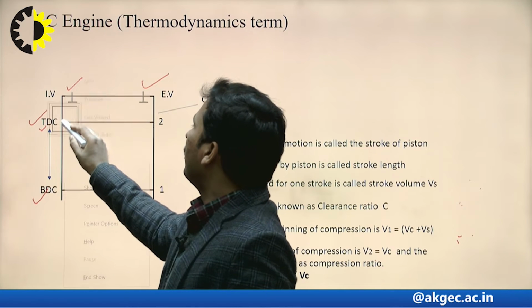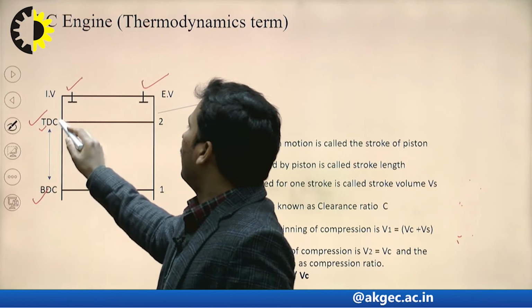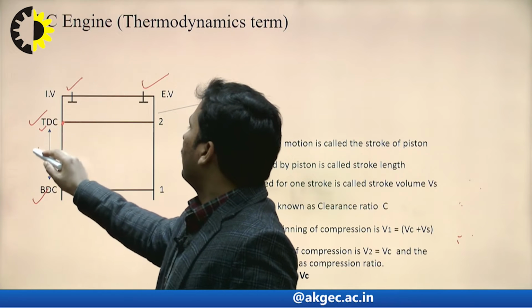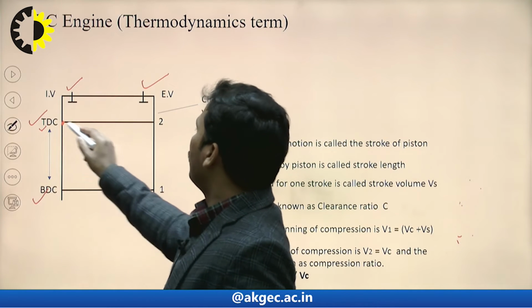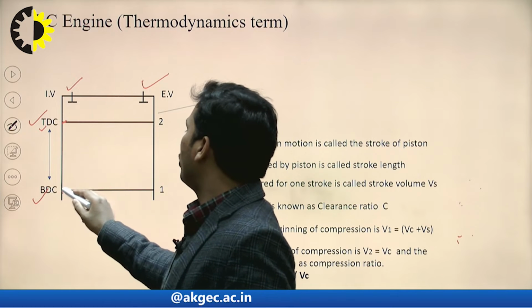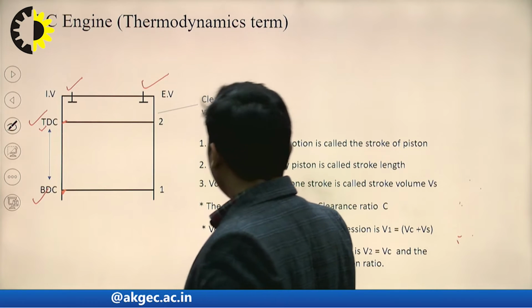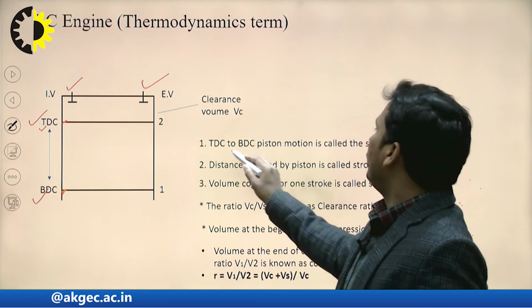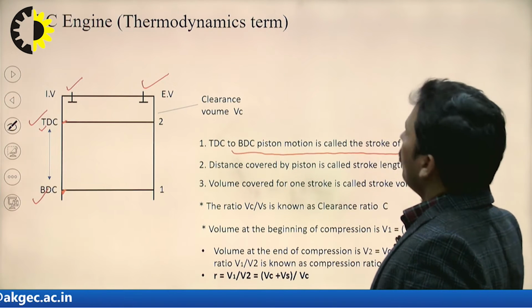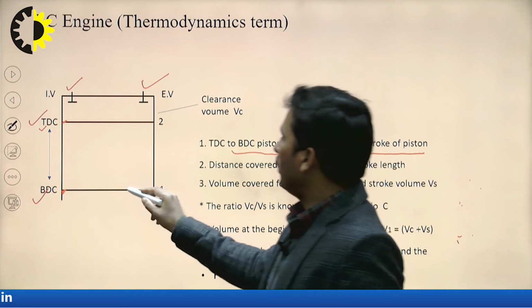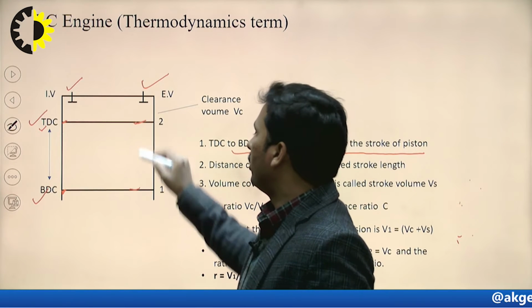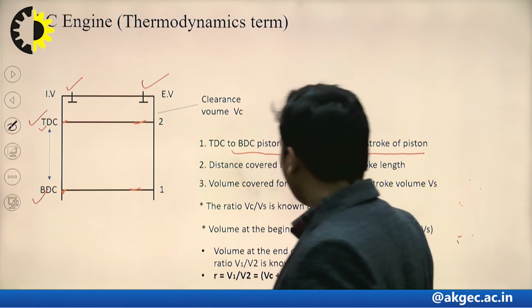The uppermost position of the piston is known as top dead center, and the lowermost position of the piston is known as bottom dead center. The piston motion from TDC to BDC is called the stroke of the piston. If the piston moves from bottom dead center to top dead center, or top dead center to bottom dead center, it is known as the stroke of the piston.